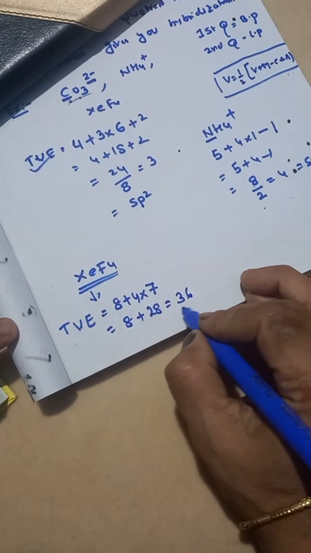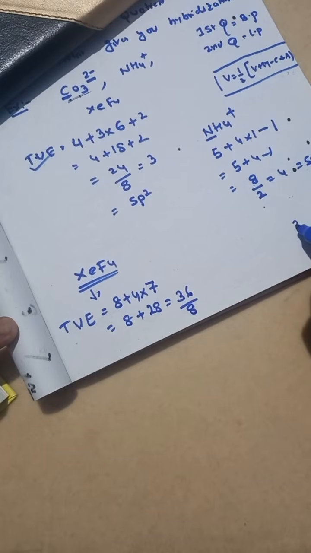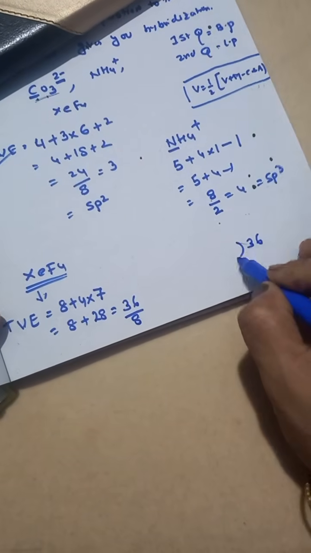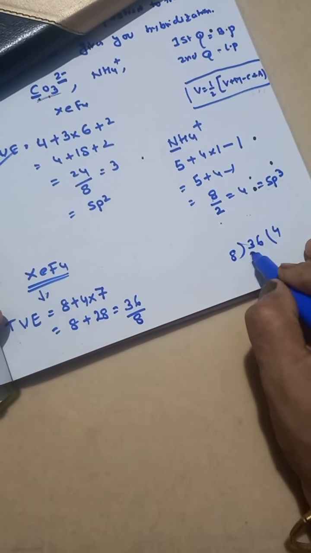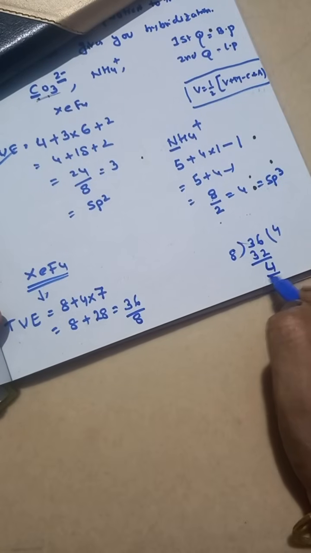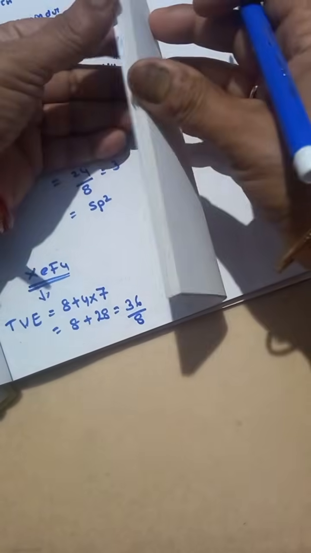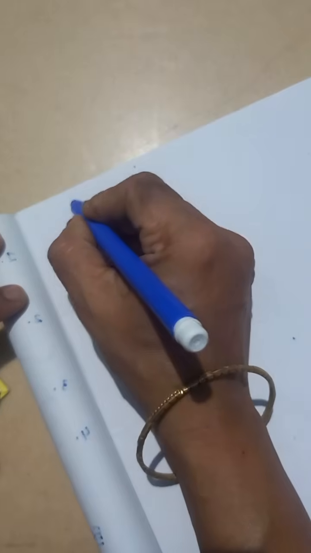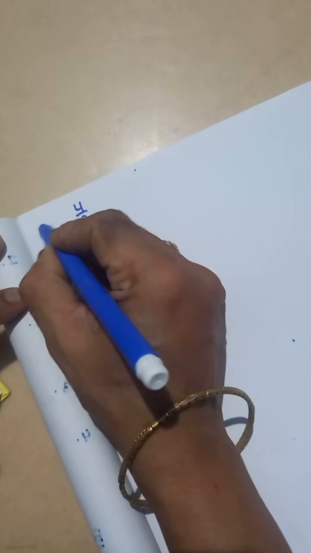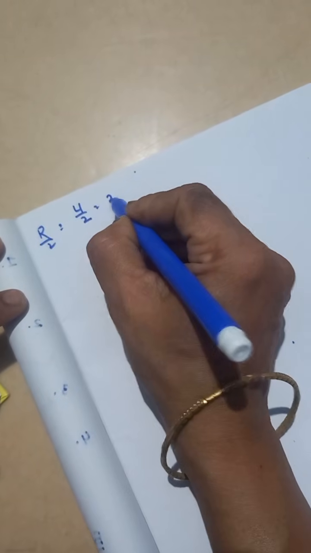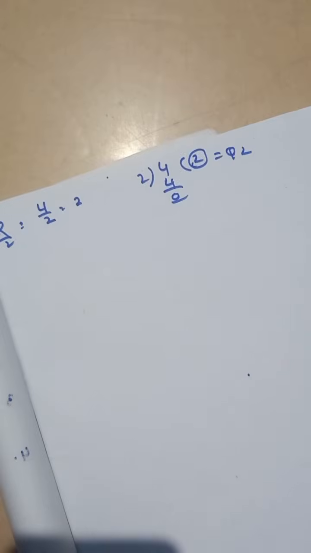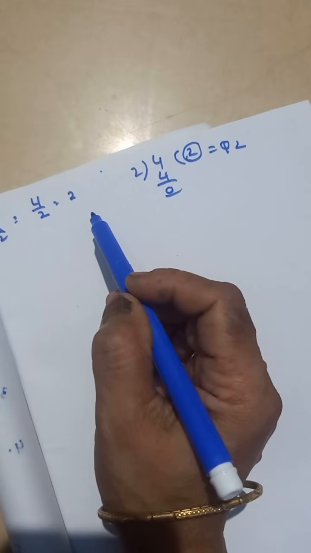If you divide it by 8, simply see, 8 fours are 32. So you will get 4 as a quotient and 4 as a remainder. This is the first quotient. Next, as the remainder is 4, divide this 4 by 2. The remainder divided by 2 gives 2. That means 2 twos are 4. So this is the second quotient.